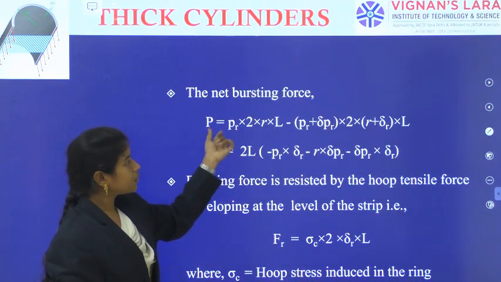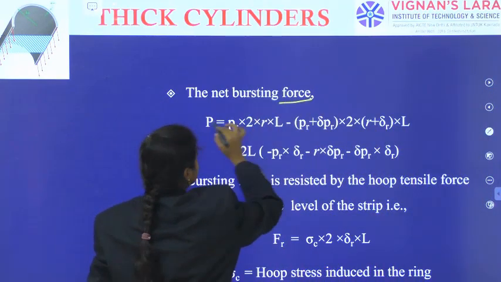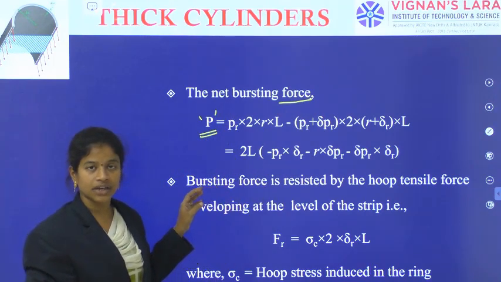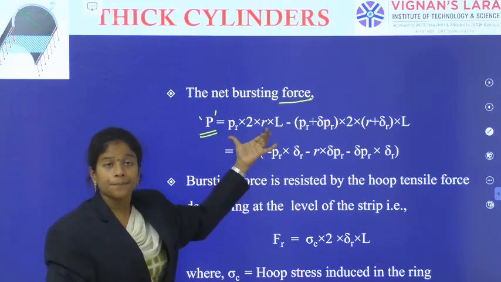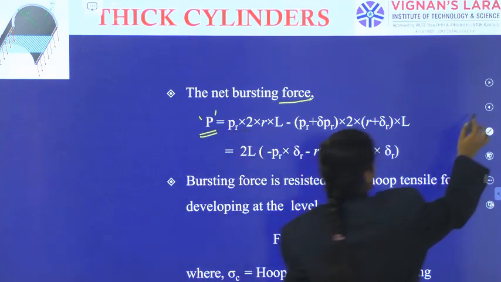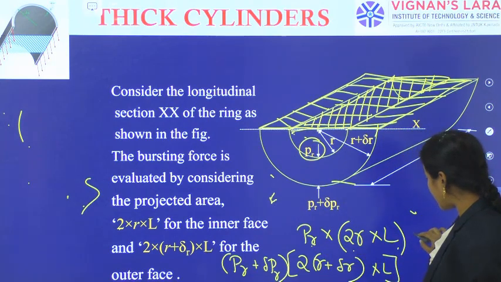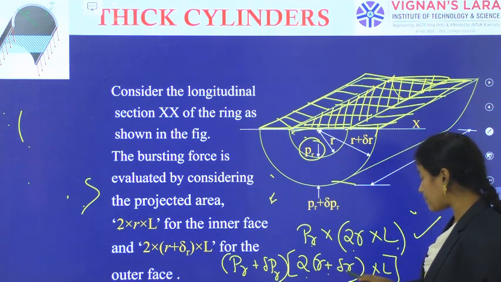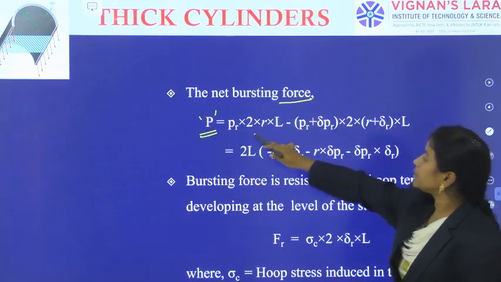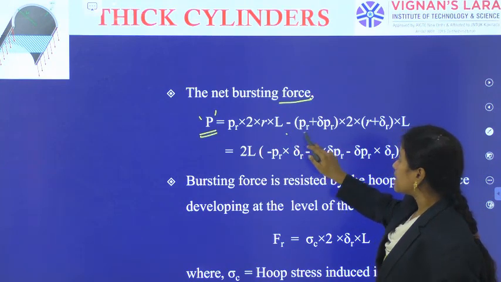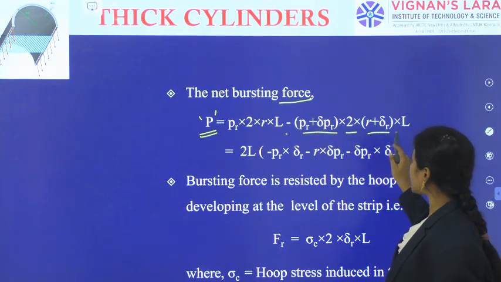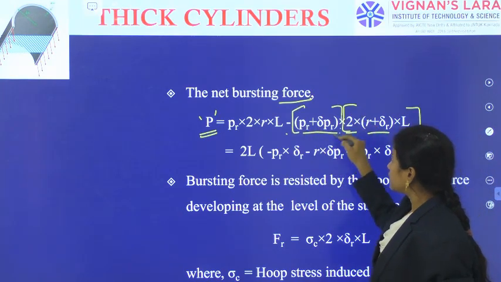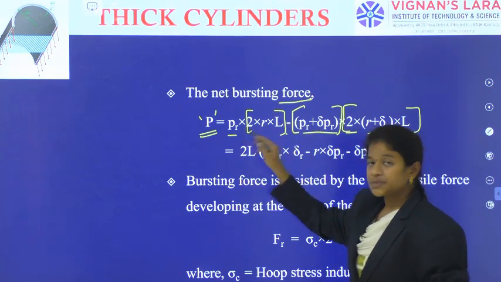So the net bursting force is equal to, the net force I have indicated as a capital P. Small p is the fluid pressure inside the tanker, inside the container. And the first force, pR into 2R into L, minus (p plus delta p)(R plus delta R) into area, 2 into (R plus delta R) into L. And then we have pR into 2R into L minus pR into delta p, 2 times this radius and length. So the projected area into the corresponding pressure. Here also the projected area and the corresponding pressure.